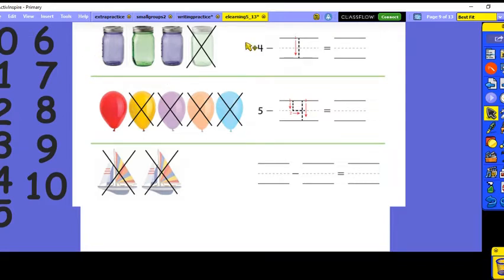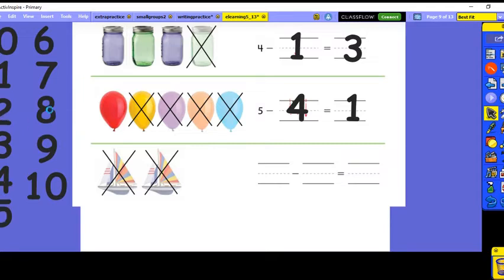Okay, so we started with 4 jars. They took 1 away. You can practice doing your straight line down in the air. 4 minus 1. How many jars are left? 3. Good job. Okay, so we started with 5 balloons. We took 4 balloons away. How many balloons do we have left? 5 minus 4 equals 1.